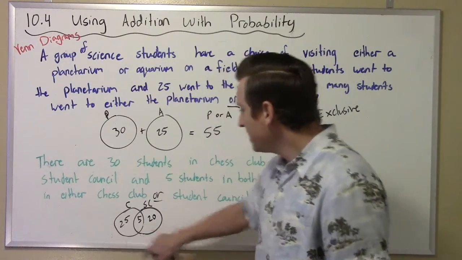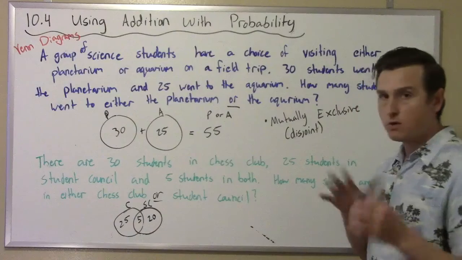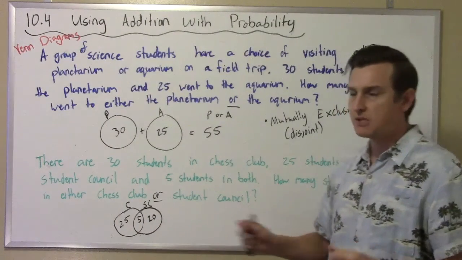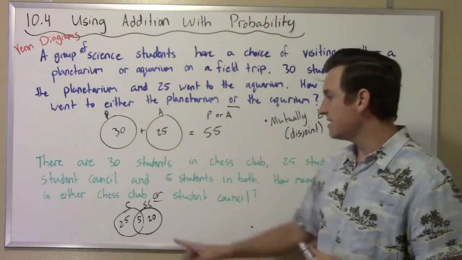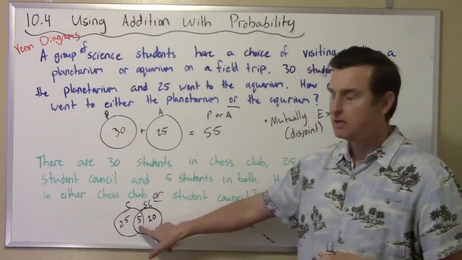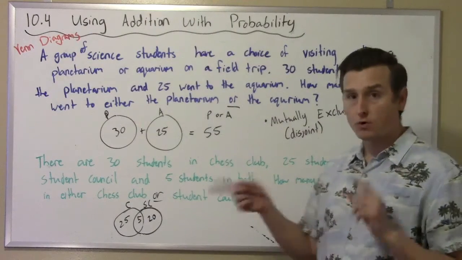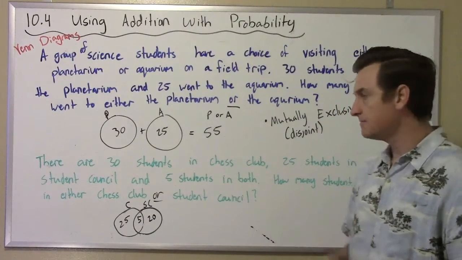So if we want to find out the number of students who are in one or the other, now our definition of or means they can also be in both. So there's an exclusive definition of or that says it's either here or here but not in the middle. This is going to be like an inclusive definition of or. So if they're one or the other, or both, that counts.